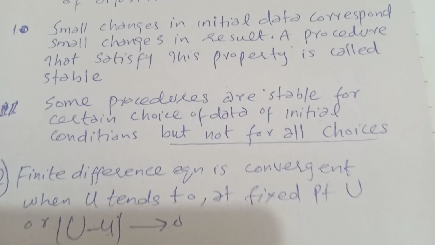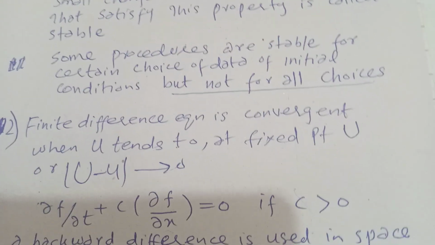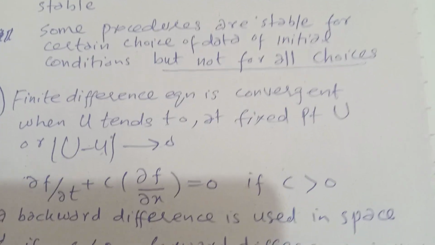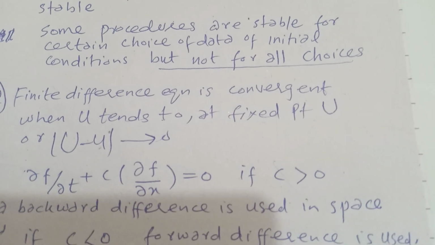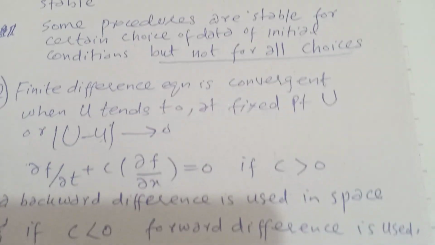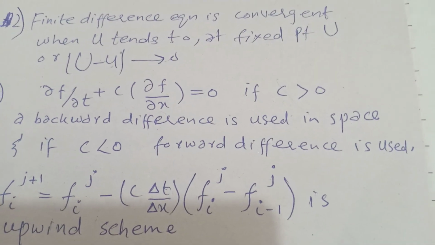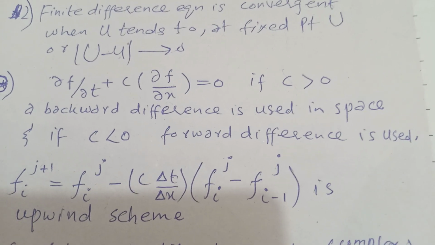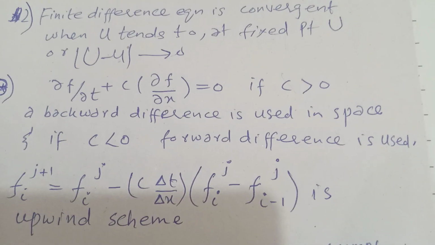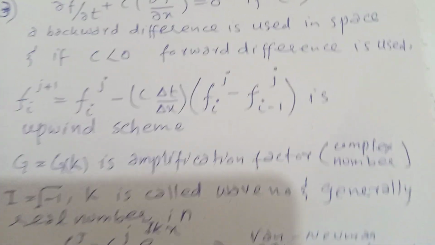If a procedure satisfies this property, we call it stable. Otherwise, it will not be stable. Some procedures are stable for certain choices of initial condition data, but not for all choices. Then we have, a finite difference equation is convergent when u approaches U at a fixed point, that is, the norm of capital U minus u approaches 0.